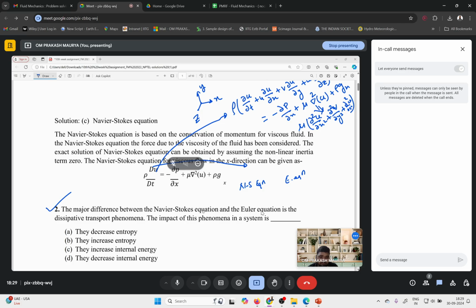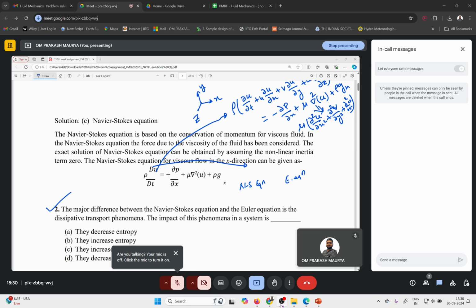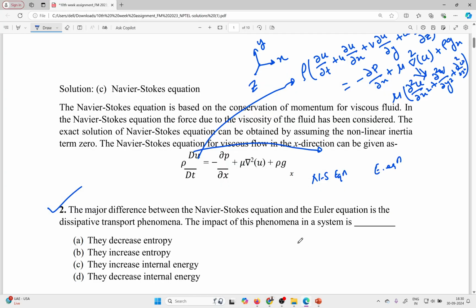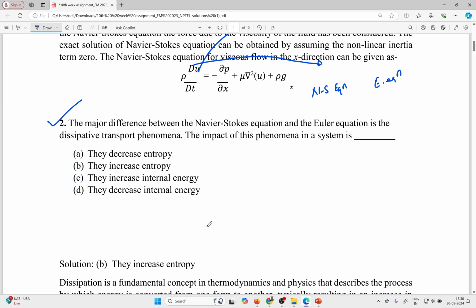Still no one joined. If you do not know the Euler equation and the Navier-Stokes equation, please go through the video lecture so you can easily identify the Navier-Stokes equation and Euler equation. So here, when we utilize Navier-Stokes equation and Euler equation for a particular problem, the entropy will be increased.